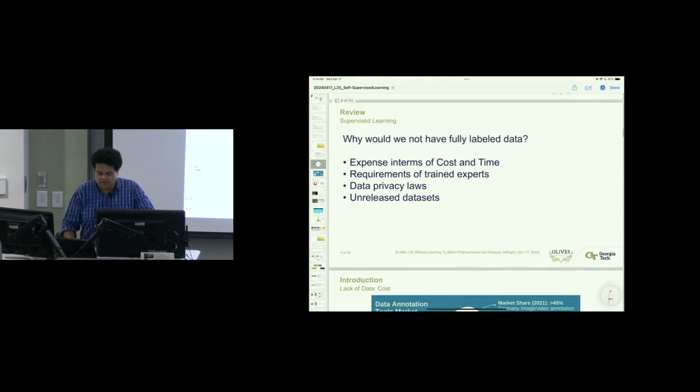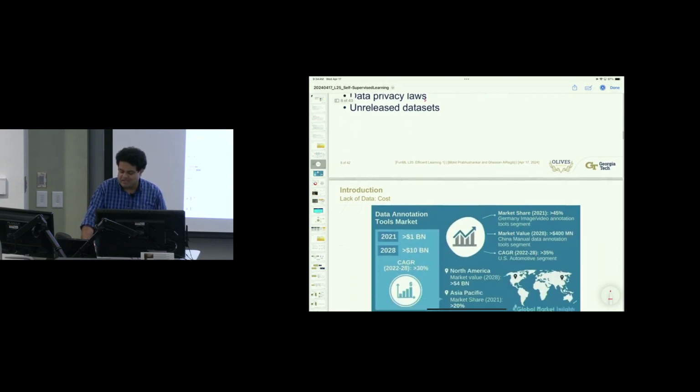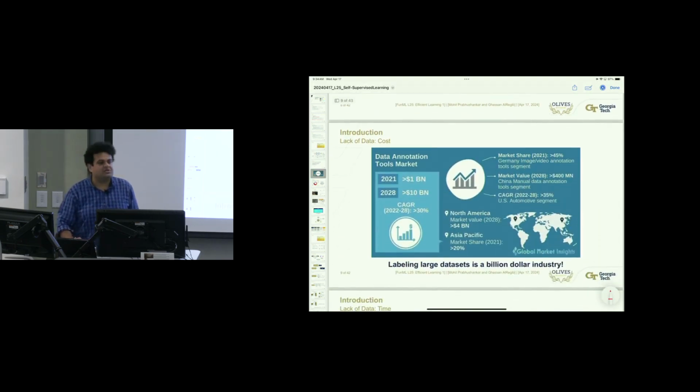Let's start talking about why that is the case. We'll formalize the answers to that question and ask ourselves why we don't always have fully labeled data. There are 4 things: expense in terms of both cost and time, requirements of trained experts, data privacy laws, and unreleased datasets. So these are the 4 main reasons why you might not actually have the amount of data that you want in order to train any deep learning algorithm. Let's look at each of these individually.